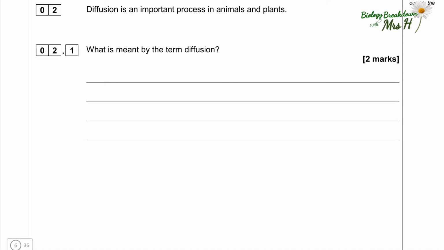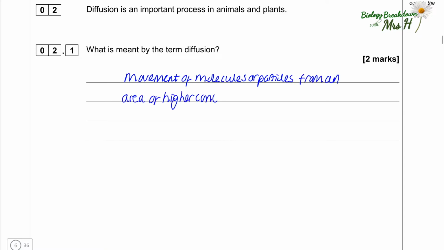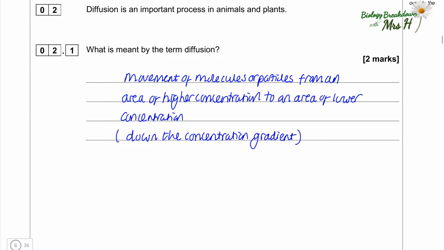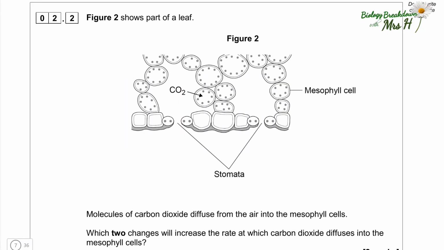Diffusion is an important process in animals and plants. What is meant by the term diffusion? Movement of molecules or particles from an area of higher concentration to an area of lower concentration, down the concentration gradient. Figure 2 shows part of a leaf.